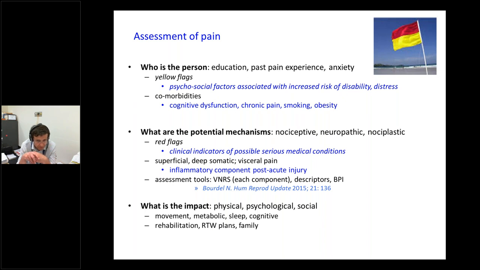What are the mechanisms? So most often pain starts as nociceptive, where it's a threat, but there may also be a neuropathic component, and how much of it's upregulated system and nociplastic component. Red flags come in here, but so do yellow flags to some degree. So are there red flags indicating possible serious medical conditions? And then what's the impact? So in acute pain, it's about cardiovascular respiratory issues, maybe metabolic. In more subacute pain, it's about stopping deconditioning. In chronic pain, it's about, well, what's been the impact on your family, your employment, your sleep pattern, your mood, your weight.